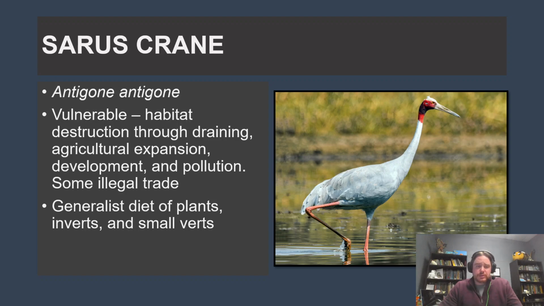Agricultural expansion, which tends to be associated with wetland draining in many cases, human development, pollution, and even some illegal trade affect the Sarus crane. It has a generalist diet, so that means it eats a bit of plant material, invert material, and small vertebrate material. That's kind of what I mean by generalist diet. It's a little bit of everything.